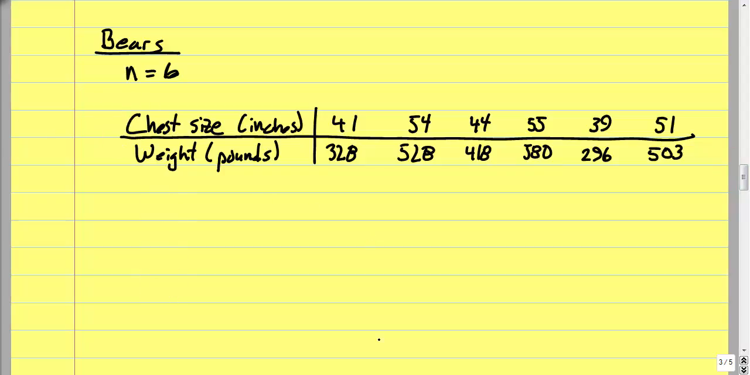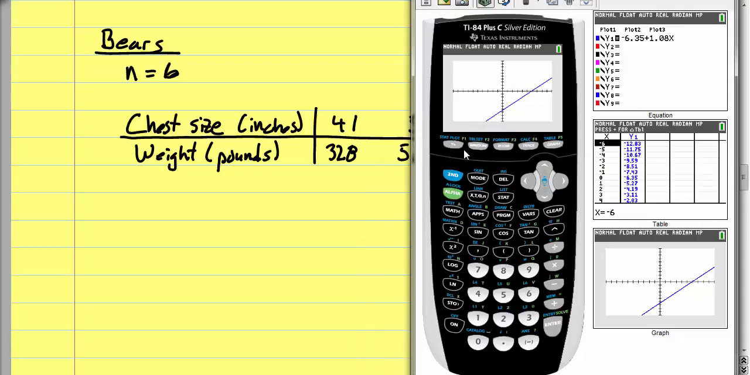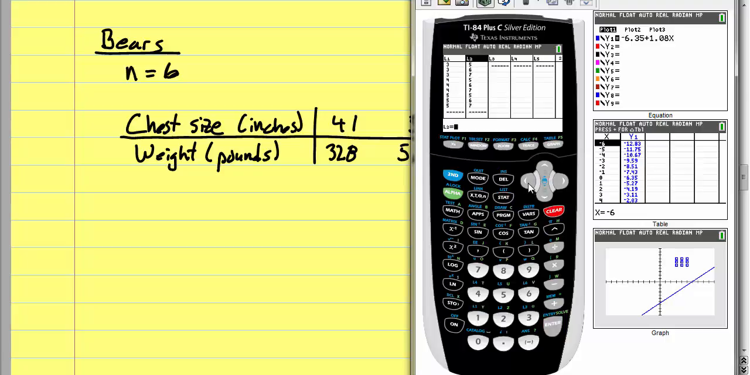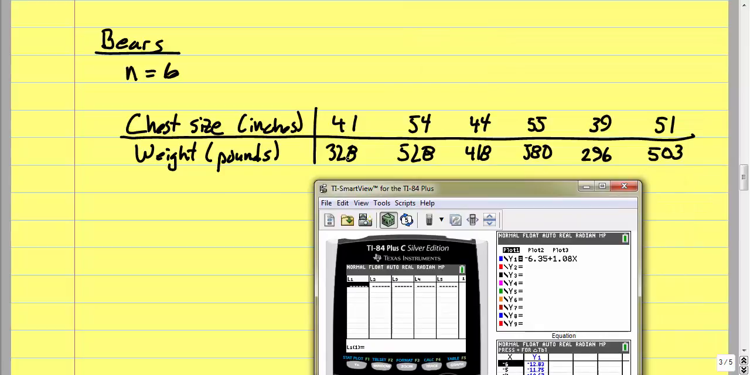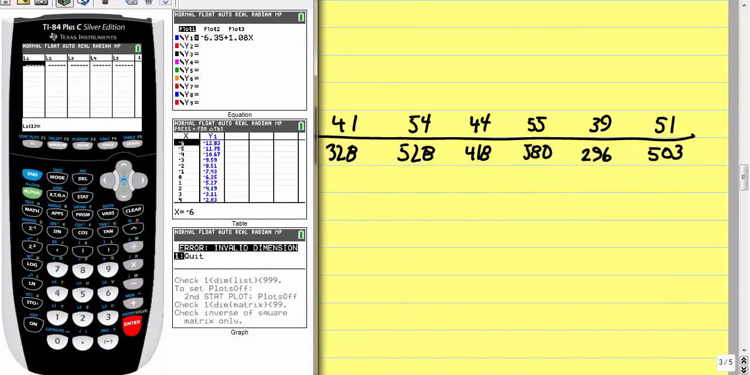So let's do a scatter plot first, because that always gives us a good idea of whether a linear relationship exists. So we go to second, stat plot. We go ahead and turn our plots on. Whoops, I better enter my data first. Let's go back out. Stat, edit, clear out my data, and then let's enter the data. Okay, so we want to be careful that 41 is associated with 328, 54 with 528, so we have to be careful how we enter the data.